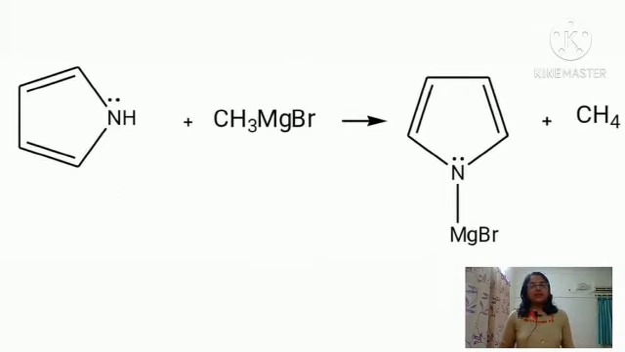Again, the acidic character of pyrrole is confirmed by the addition of a Grignard reagent, that is RMgX, to pyrrole. When pyrrole is treated with Grignard reagent, the hydrogen atom from the nitrogen is removed, and it results in the formation of an alkane. Here the Grignard reagent acts as a strong base, or it can act as a strong nucleophile.